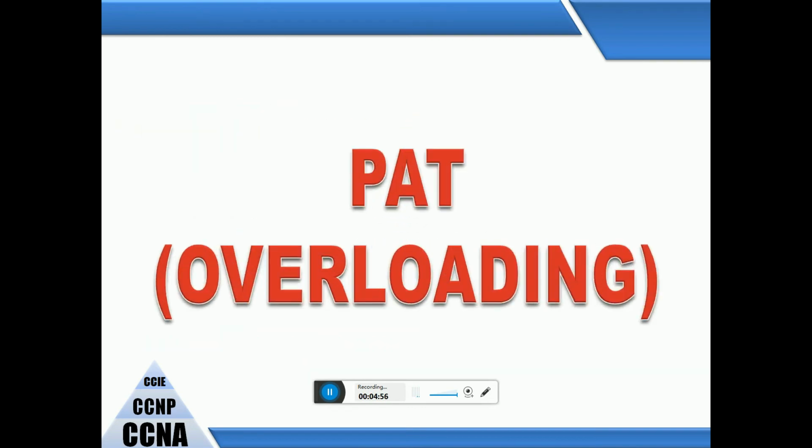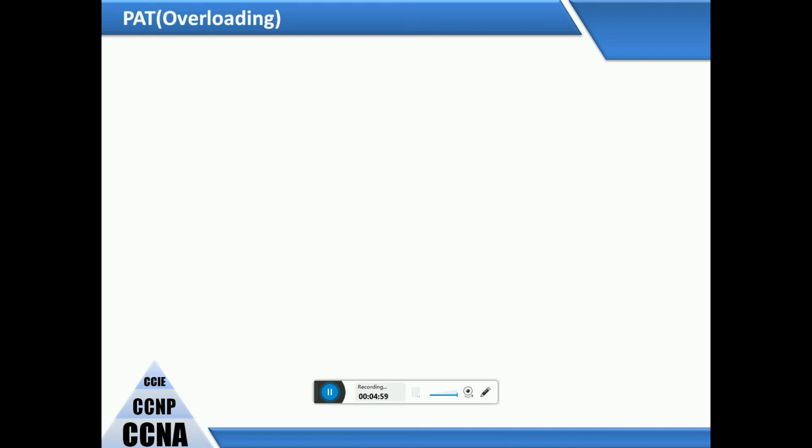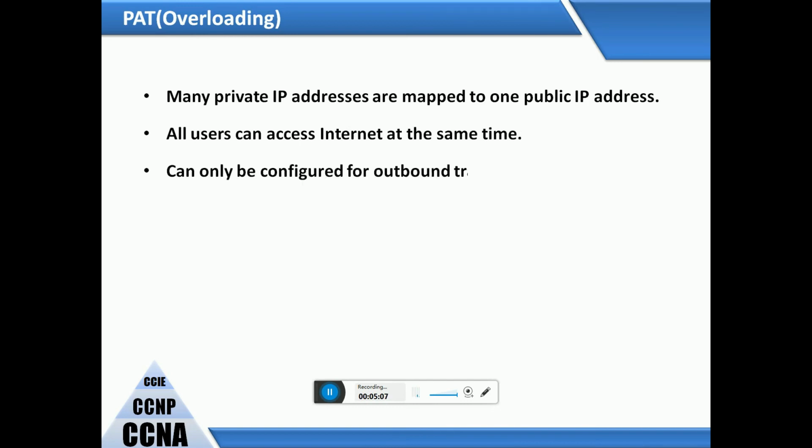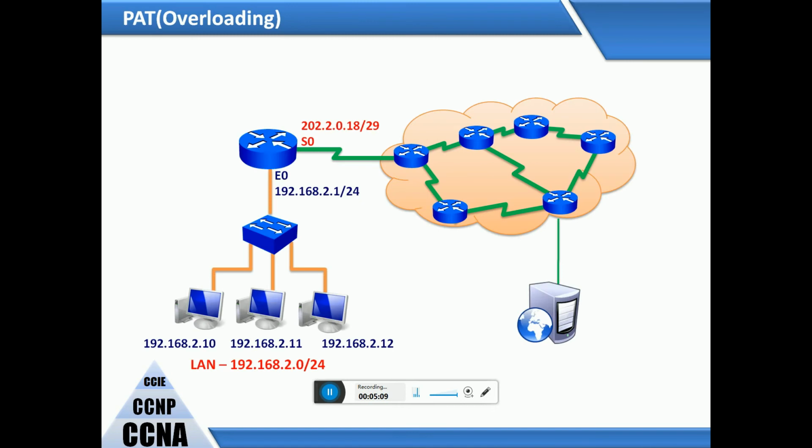Now data transferring with PAT overloading. In PAT overloading, many private IP addresses are mapped to one public IP address. All users can access the internet at the same time. It can only be configured for outbound traffic.